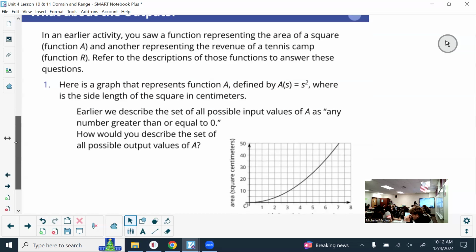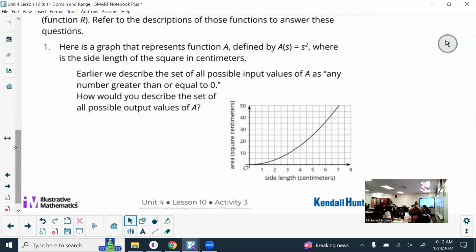in this first situation where we had the area of a square and the side length, we connected the dots because you could have all of these numbers for the side lengths and every decimal in between, right? We talked about that earlier. Now for the outputs, can your area be a decimal?